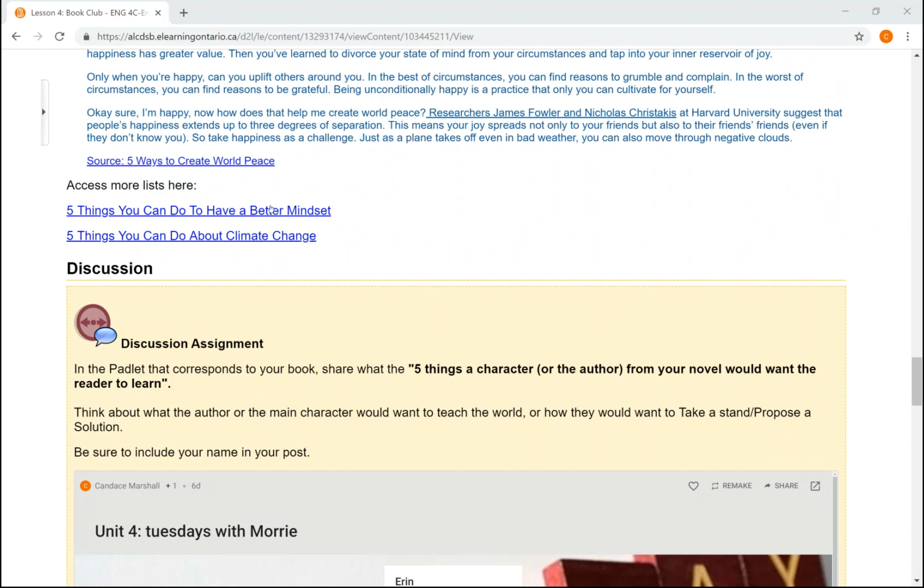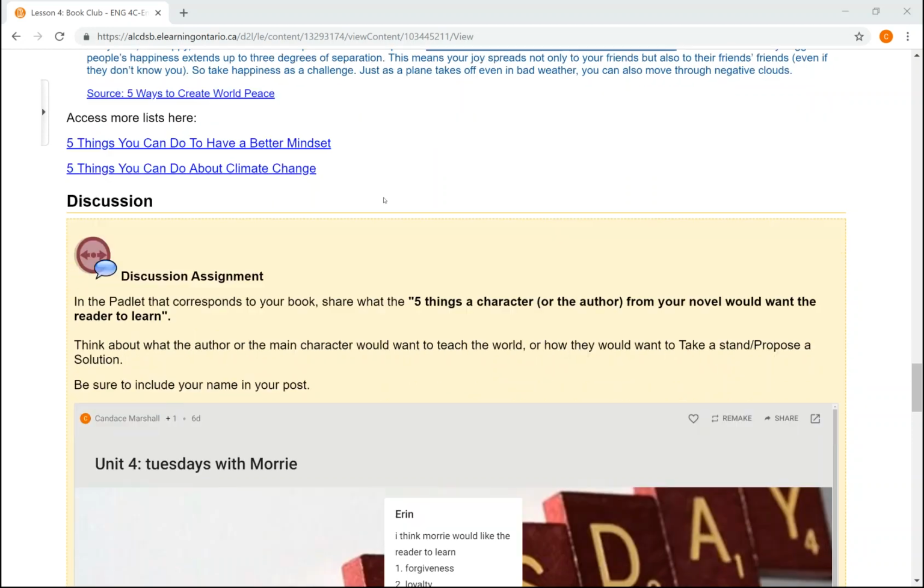You can go into a few other ones. 5 things you can do to have a better mindset. 5 things you can do about climate change. More lists are here.